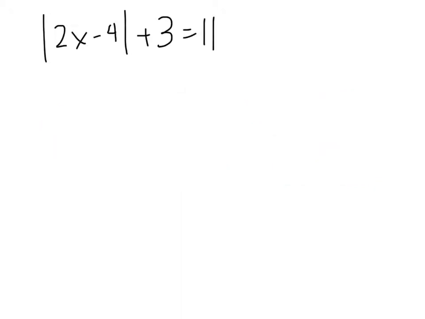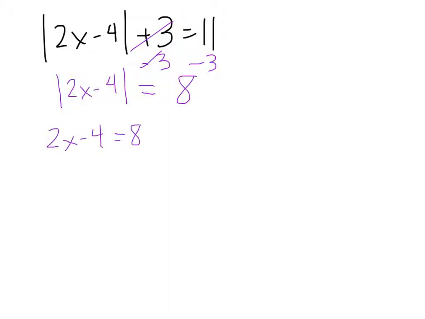One more example. I'm going to subtract this 3 before I do anything, because I want this absolute value of 2x minus 4 to be by itself. So get rid of that 3. So it's going to equal 8. So then I say 2x minus 4 either equals 8, or 2x minus 4 equals negative 8.